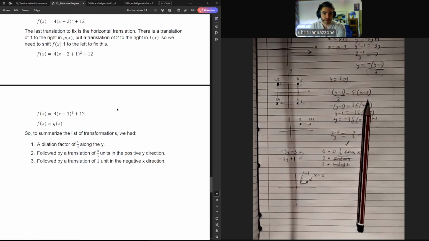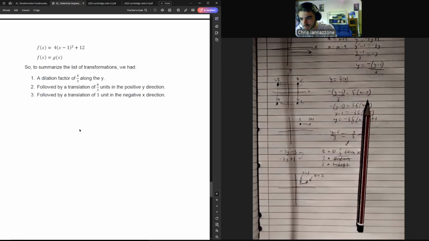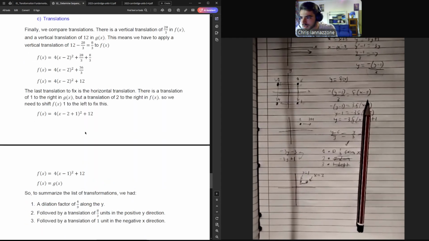To summarize the 3 things that we had to do: multiply by 4/3 to get that dilation factor correct, then apply a translation vertically of 8/3 to make it equal to that plus 12, and then 1 to the left to get the x minus 2 down to x minus 1. That's how you do things by recognition. This was a hard recognition one.